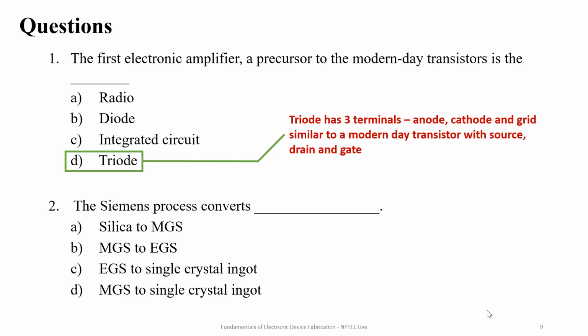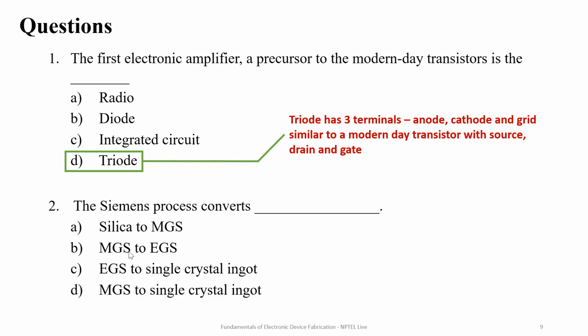Okay. So basically, the Siemens process is a fractional distillation process, and it is used for the purification of MGS. Which means that it will convert MGS, that is metallurgical grade silicon, into EGS, electronic grade silicon. That is, the number of impurities will be reduced. So the impurities go from parts per million to parts per billion.